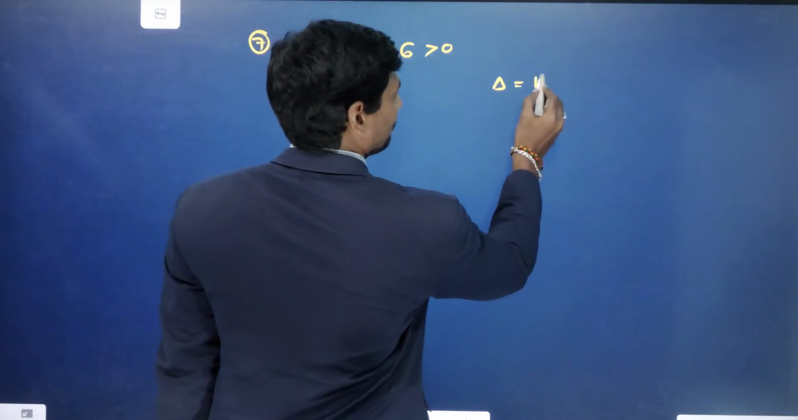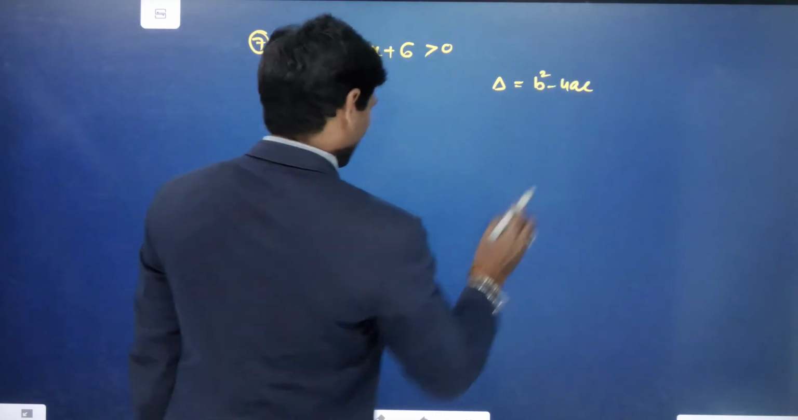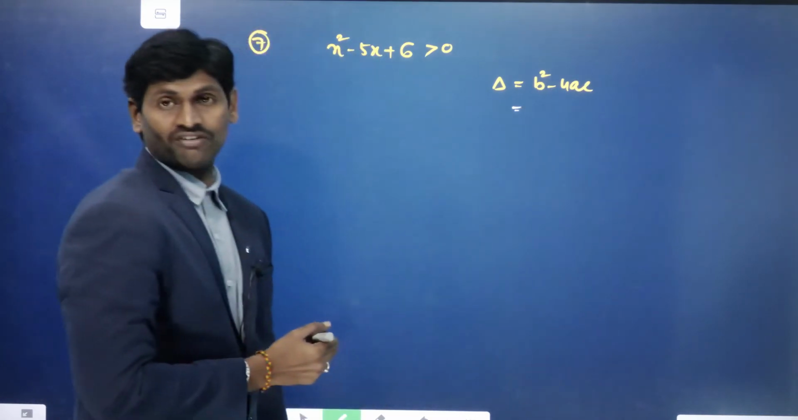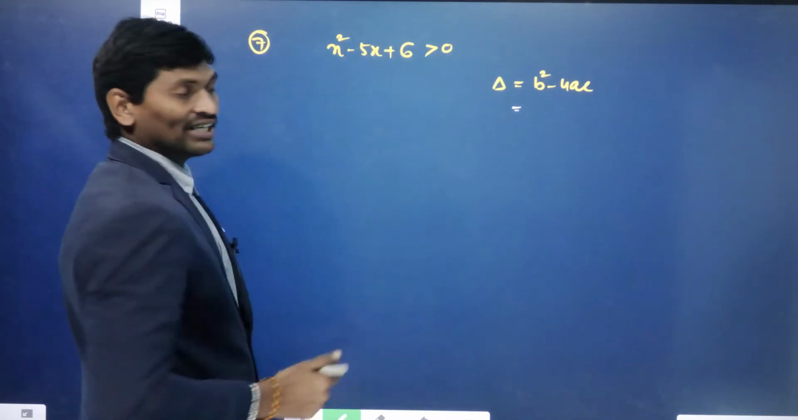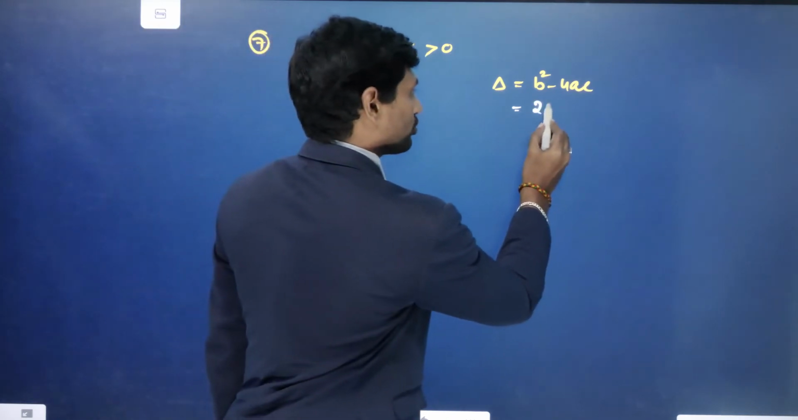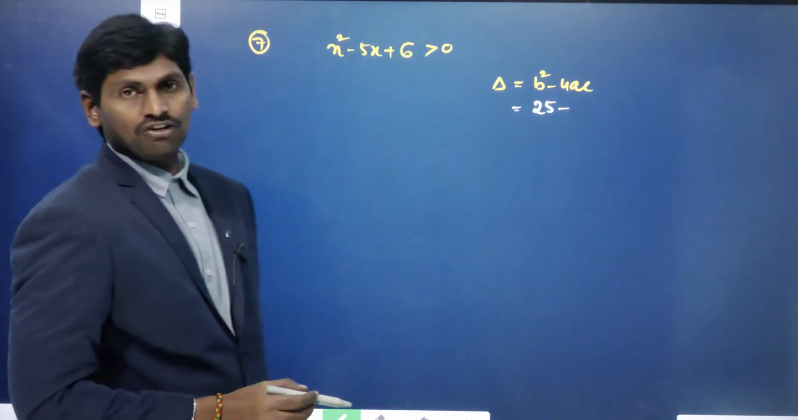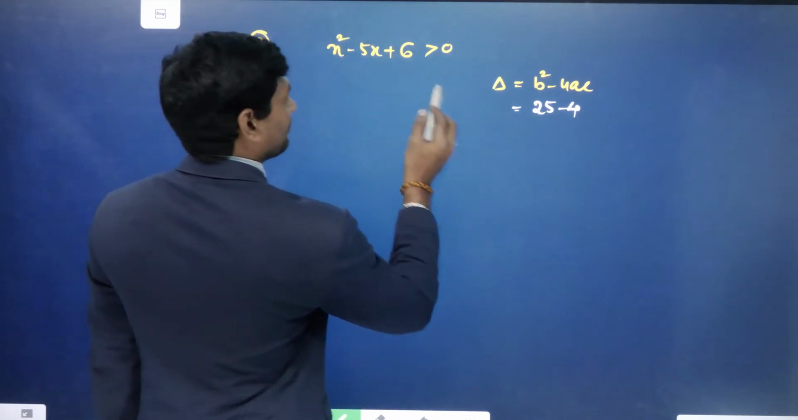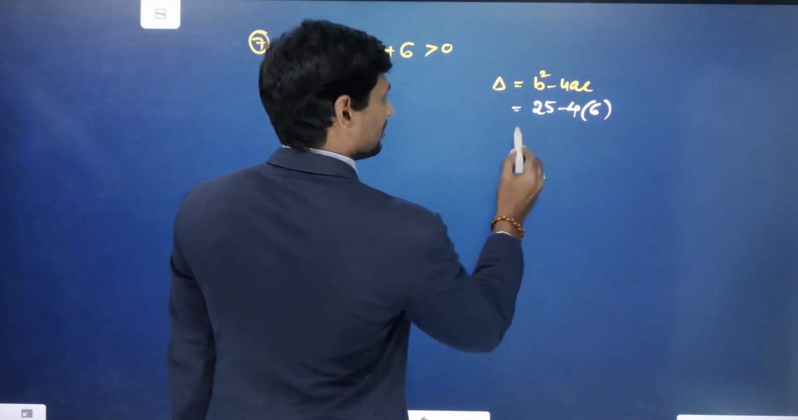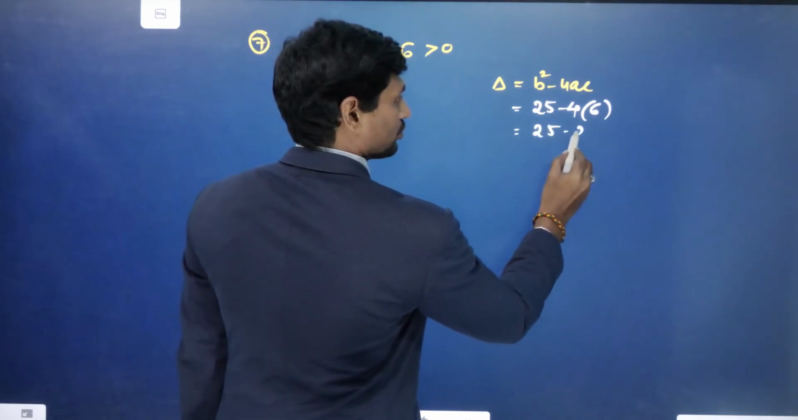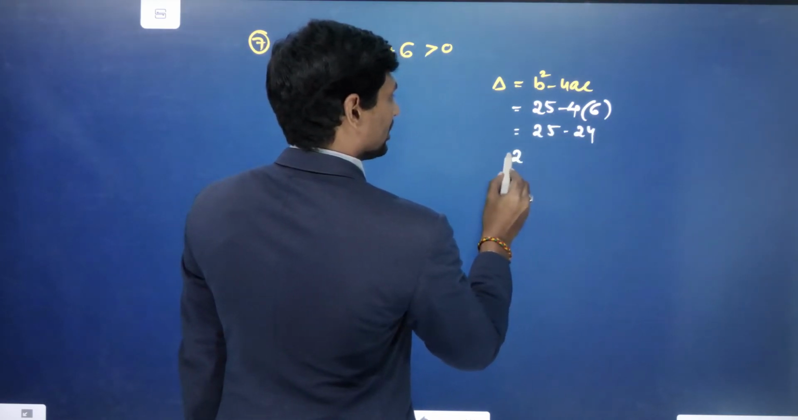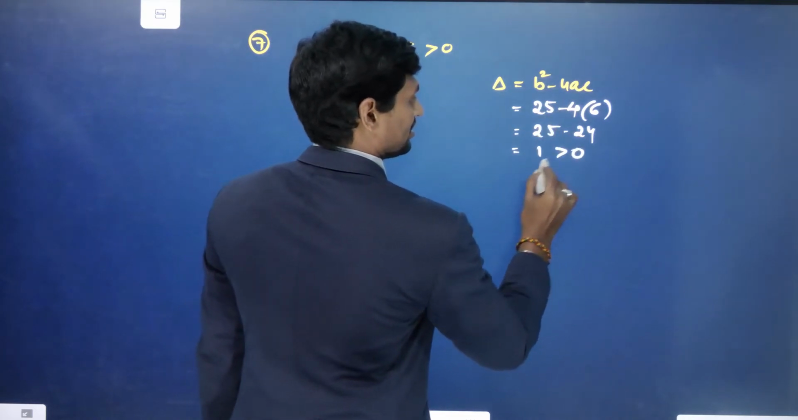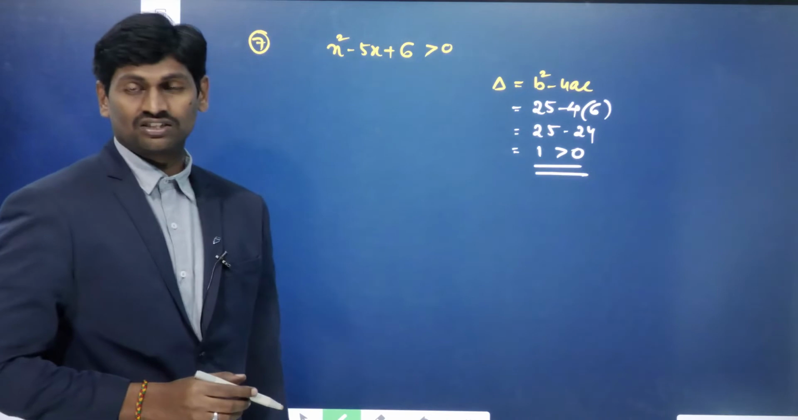Delta value is nothing but b square minus 4ac. Substitute the values. The b value, minus 5 whole square, is 25. 5 fives are 25. 4ac: 4 as it is 4, a value 1, c value 6. 6 ones are 6. So 25 minus 24, that is nothing but 1. 1 is greater than 0. So the delta value is greater than 0.